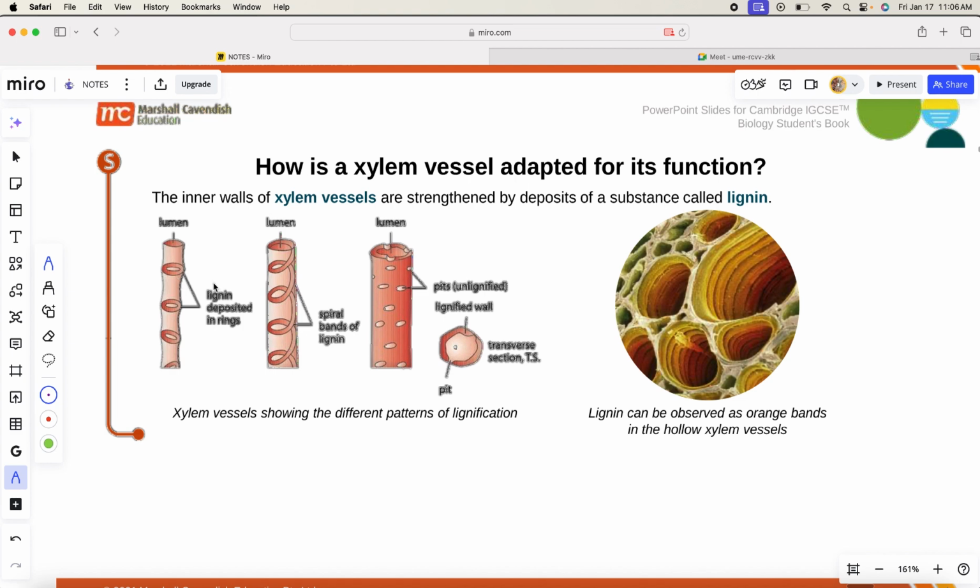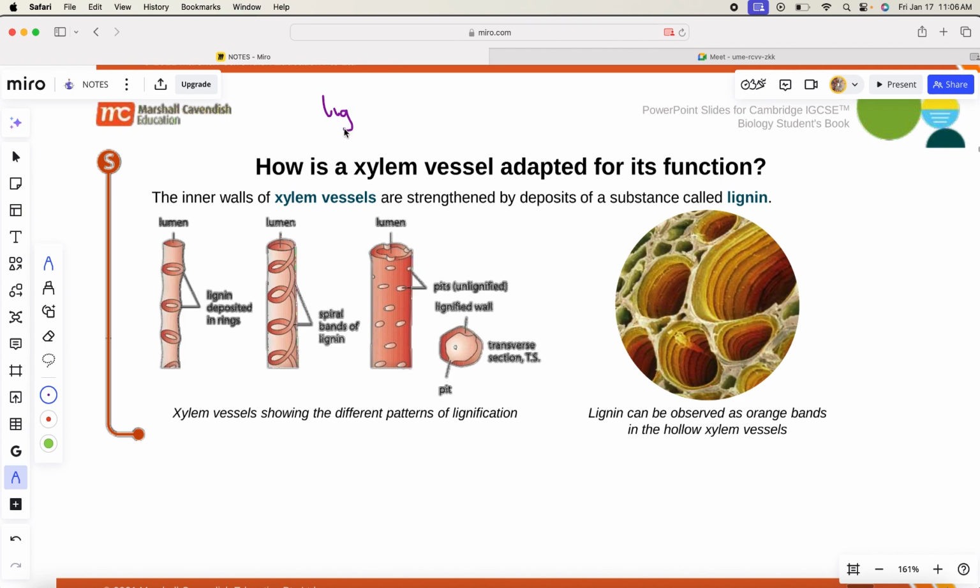Now there's something they make, this is called the lumen. This tube-like space is called the lumen. This is the lumen of the xylem vessel. Now, inside the vessel, you see some circular discs like red blood cells. These circular discs we call the lignin. You must remember this word, lignin.